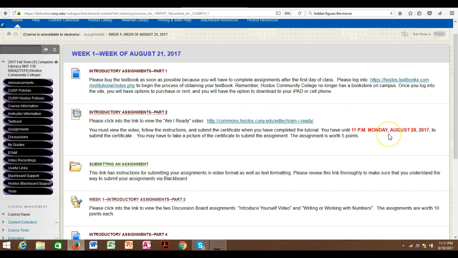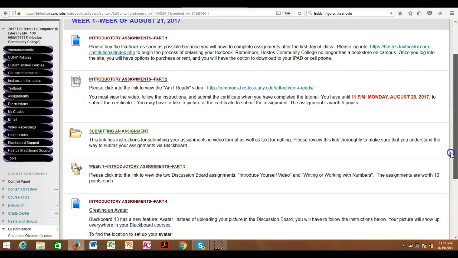That assignment is due by 11 p.m. Monday, August the 28th. Yeah, that's right, next Monday. And it's very easy. All you have to do is follow the prompts. There's nothing to buy. There's just follow the prompts, follow the directions. You have to submit the certificate. That's why it's in this assignment link.